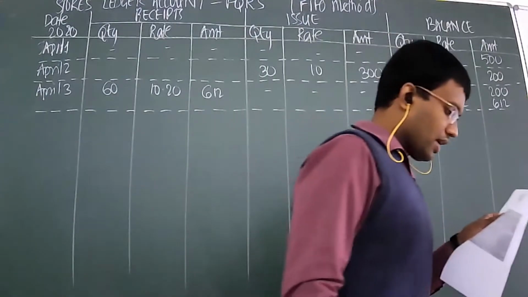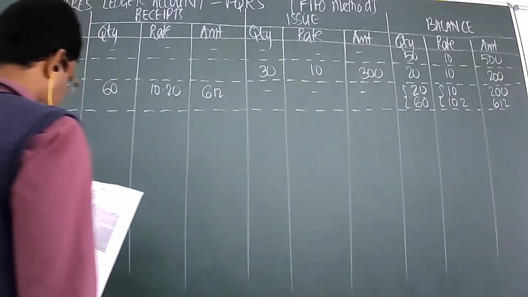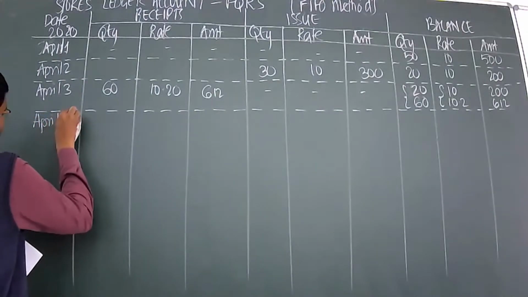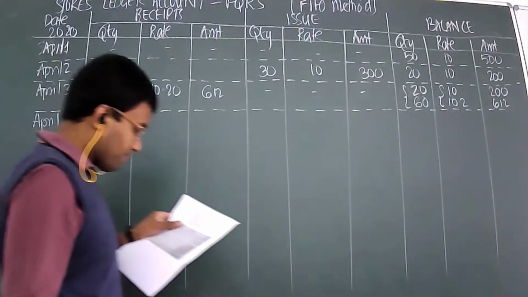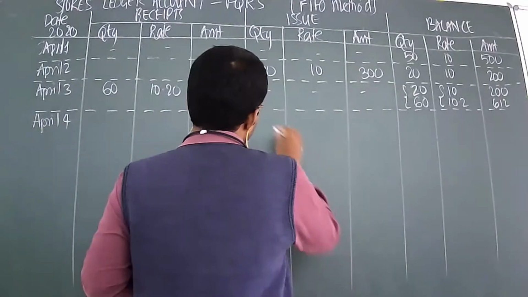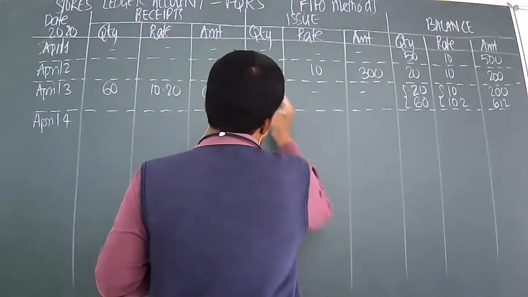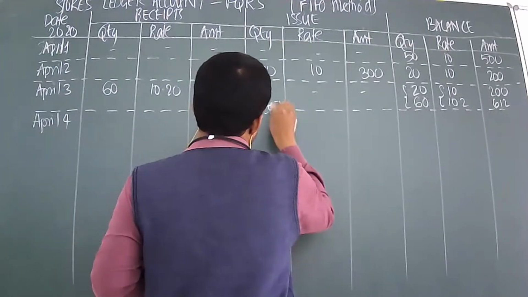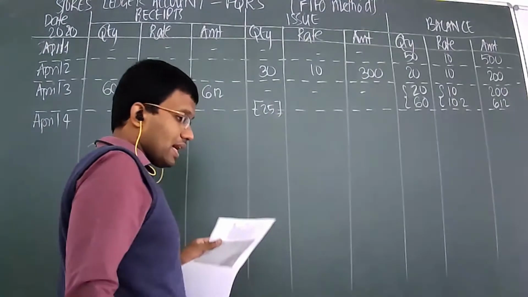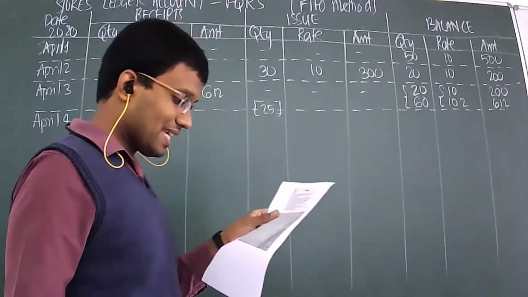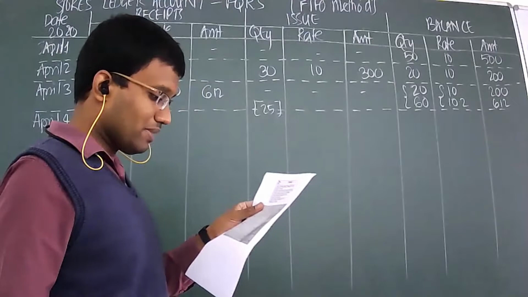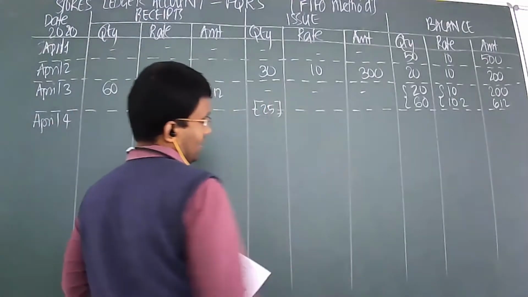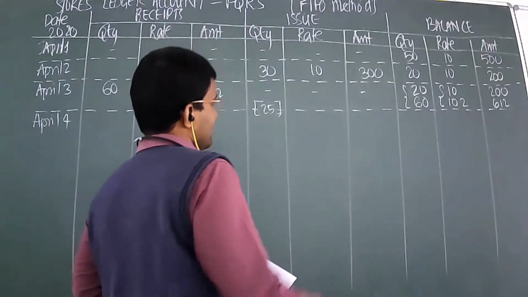Now, 4th of April, here is something that is very interesting. On 4th of April, there are two things that are happening. You have to issue 25 tons. So what is expected is 25. Also, there is a damage of material that has taken place. Now, let's go about fulfilling this.